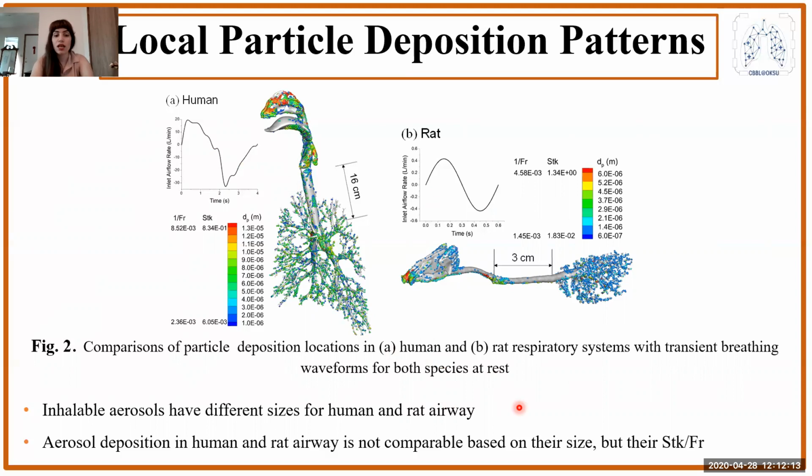and we realized that inhalable aerosols have different sizes for human and rat airway. And also we found that aerosol deposition in human and rat airway is not comparable based on their size, but we should compare them based on their Stokes number or Froude number. Using Froude number, we involve the gravity in our simulation because some of the large particles deposit because of their weight.